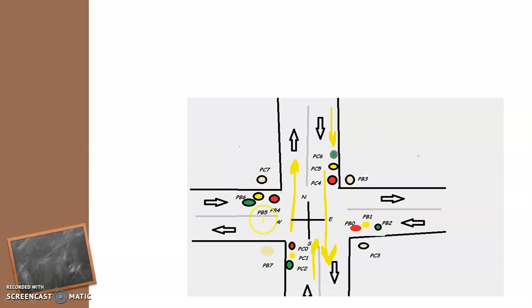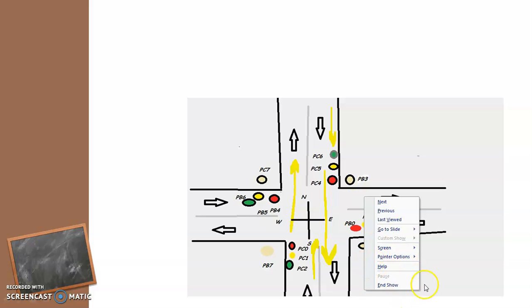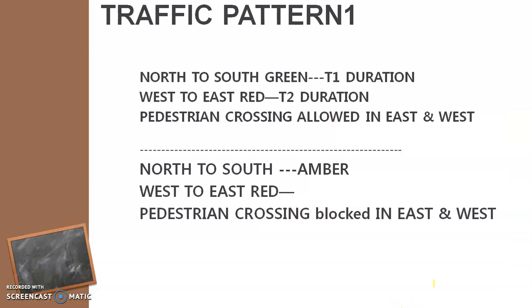When the traffic is flowing in this direction, in the east and the west the traffic is blocked. In the east and west the traffic is blocked, and the pedestrian crossing is allowed in the east and west.